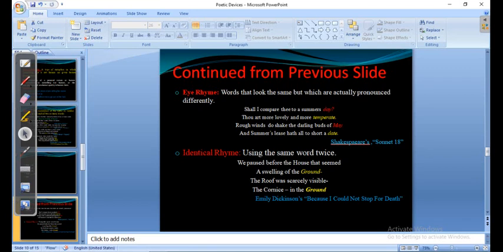And identical rhymes. The best example in this scenario is that one word is repeated twice, using the same word twice. It is called identical rhyme. Here the poet has used ground and ground. We passed before the house, there seemed a swelling of the ground. The roof was scarcely visible, the cornice in the ground. This is called identical rhyme.